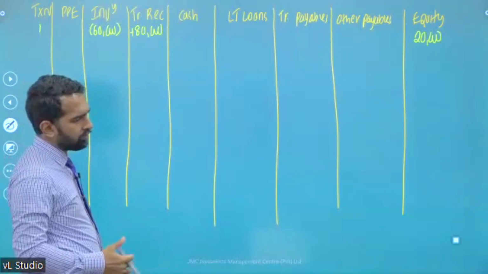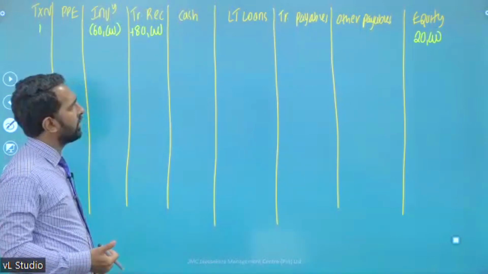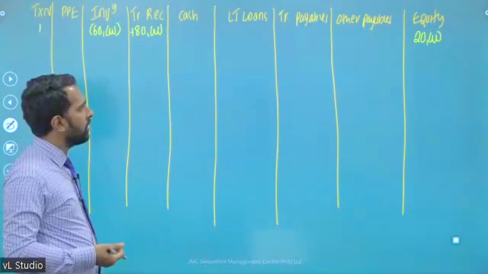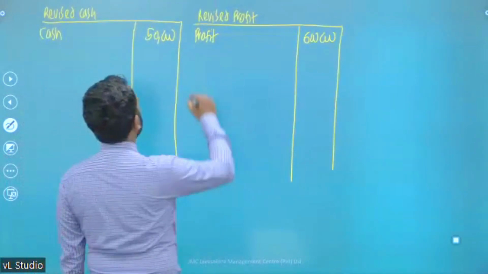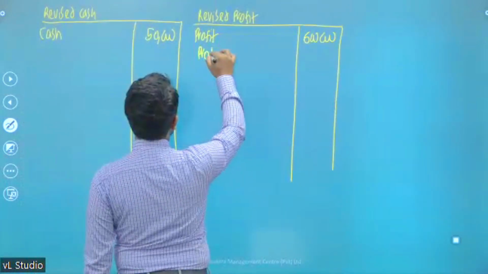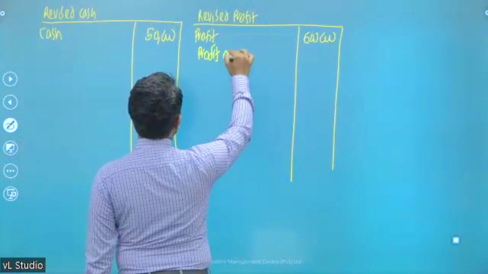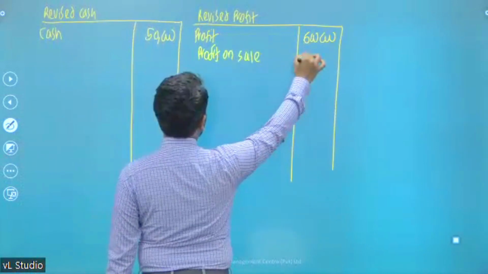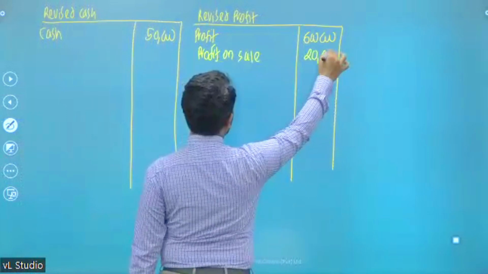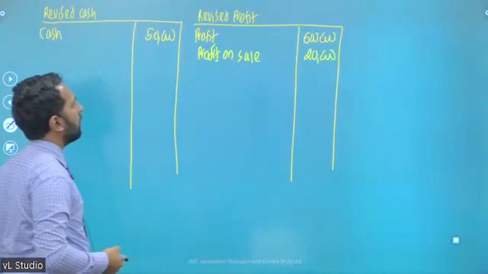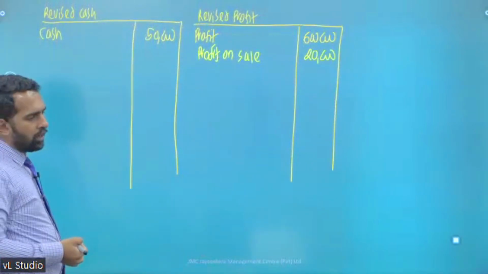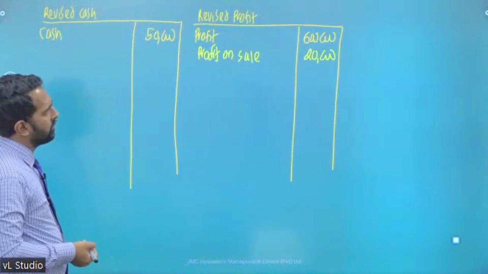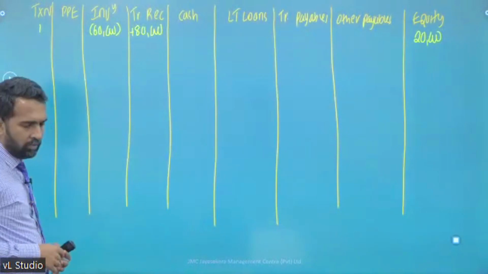Okay. So this is impacting the profit, and I'll be adjusting that here. The profit on sale is 20,000. Since it's impacting the profit, I'll be adjusting that to the revised profit statement. Profit on sale 20,000. Okay.